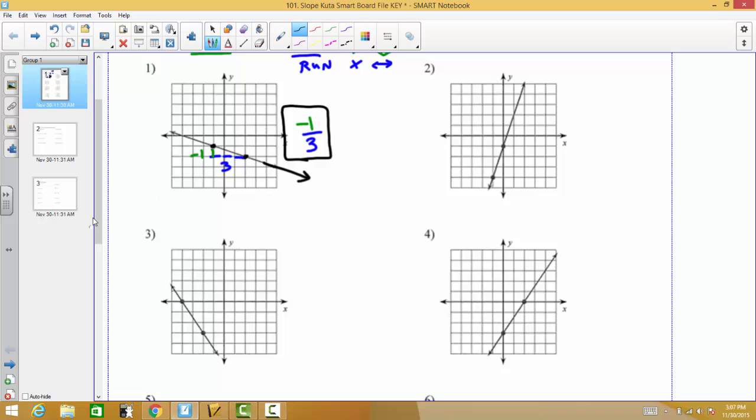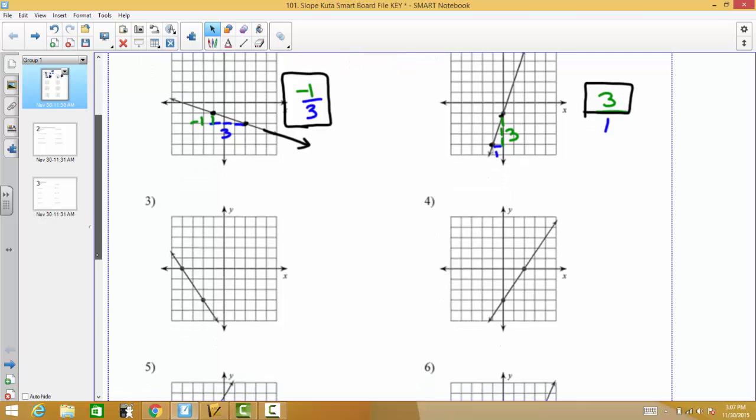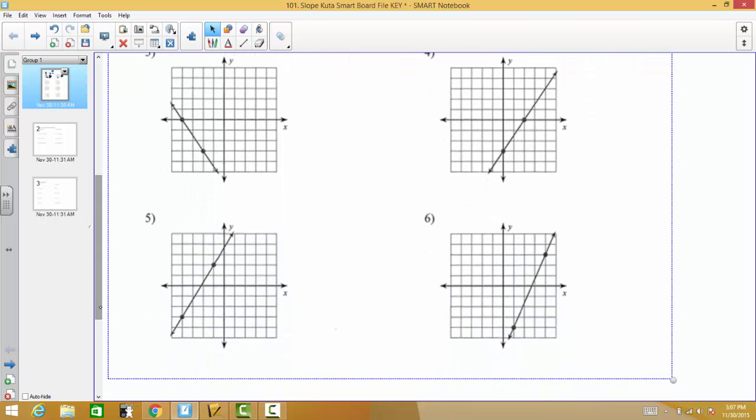All right, lucky number 2. There's your dots. You have your rise and your run. So over 1, up 3. Rise over run. 3 over 1. And 3 over 1 is the same thing as just 3. Well, that's your slope. Isn't this easy and fun?